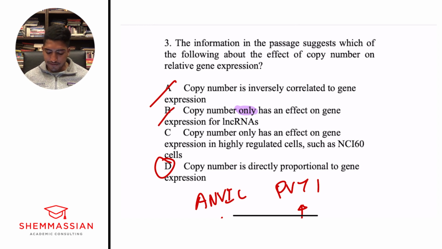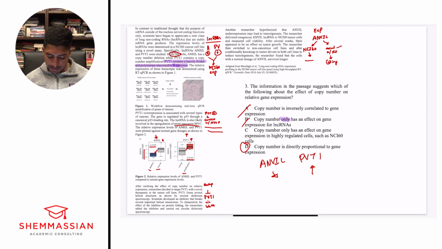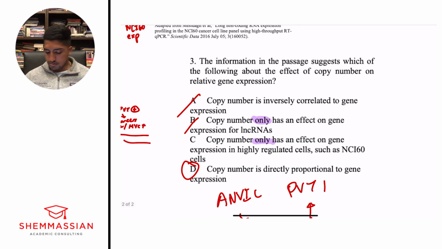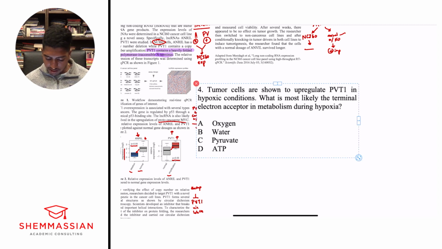Copy number only has an effect on gene expression in highly regulated cells, such as NCI60. We actually disproved this in this final paragraph, remember? We used normal cells here, and we saw that deletion had an effect on it. And so, again, be careful with these statements that have only in them. And so we know that C is not true. And with that, we've eliminated A, B, and C, and we're left with D, and we're moving on to our final question. 3 for 3 already, so let's crush this final question.